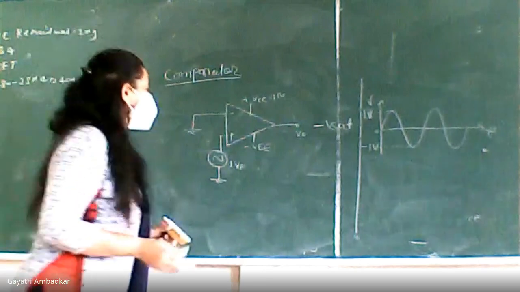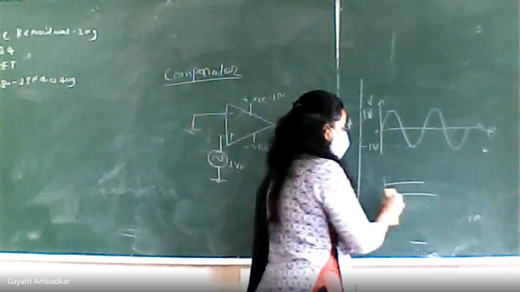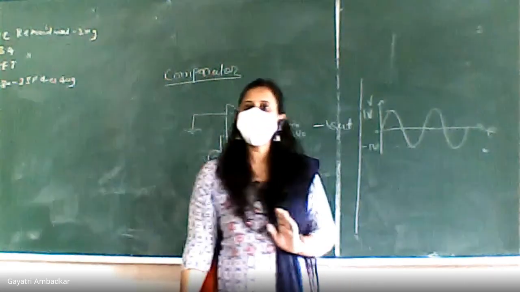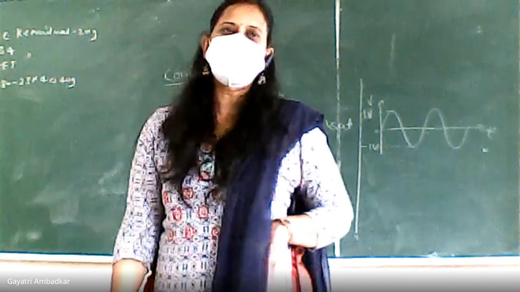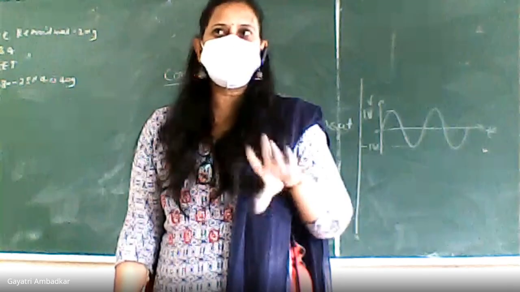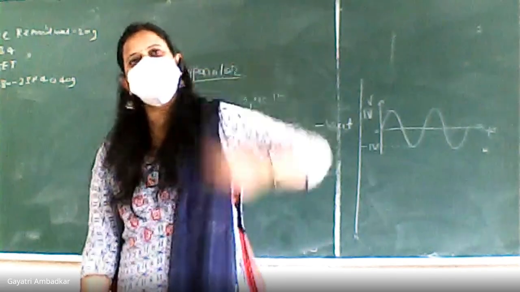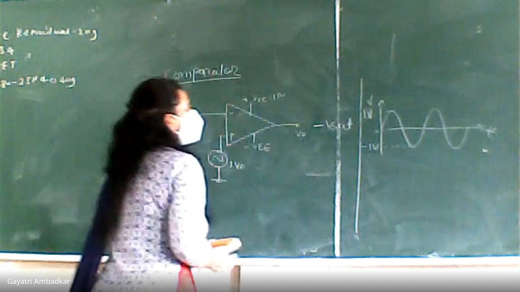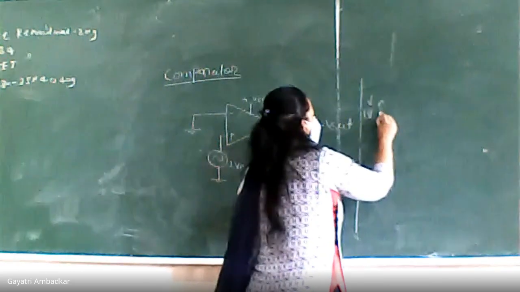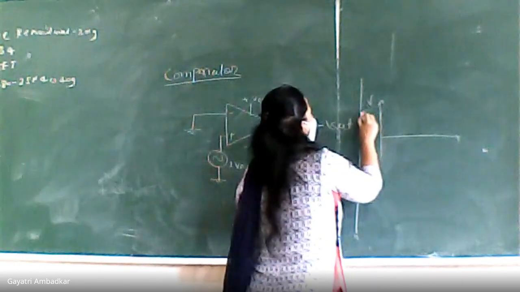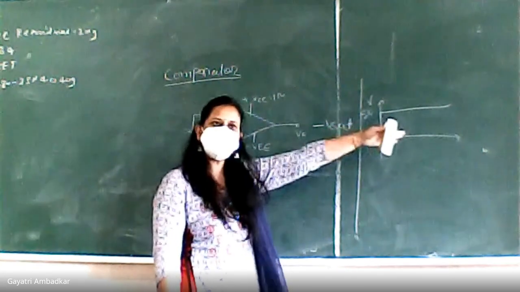Output, in the previous case, I have drawn the output like this, either plus Vsat or minus Vsat. Now, will it be the same, plus or minus Vsat, or will it be changing? It will be the same, so it will be either plus Vsat or minus Vsat. Are you sure? Think again. My previous signal was like this. I had applied 5 volt DC voltage. This 5 volt was continuous, constant.